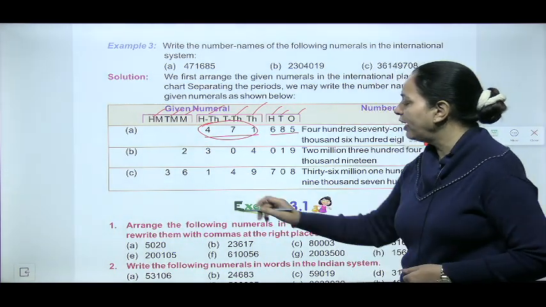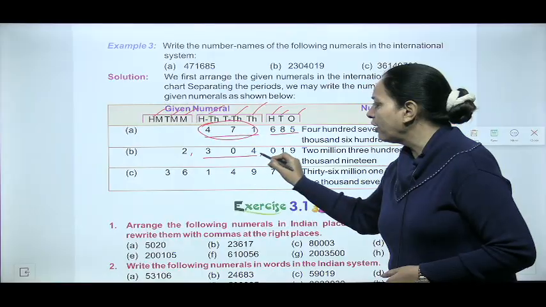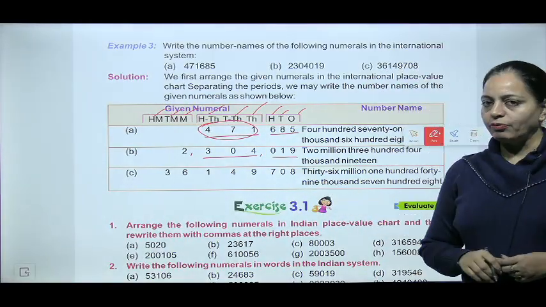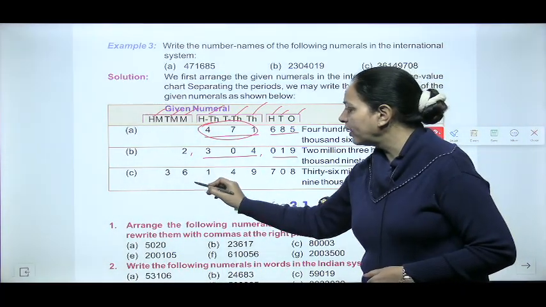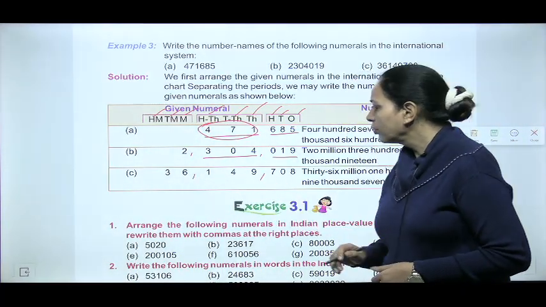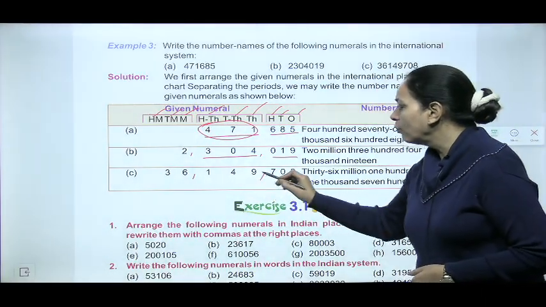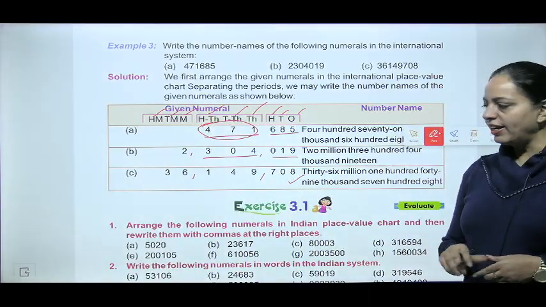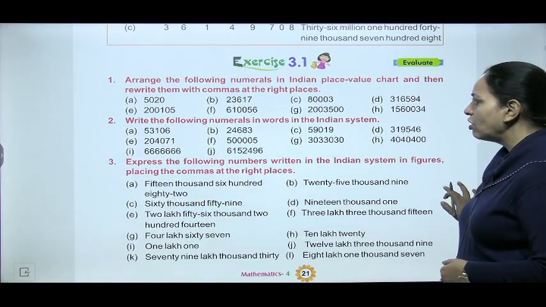Now B part, write the digits. So what we are getting? We are getting 2,304,019. Okay. Now the next, what we are getting? We are getting 36,1,00,000. 149,708. So I hope this is clear to you. Now come to exercise 3.1.